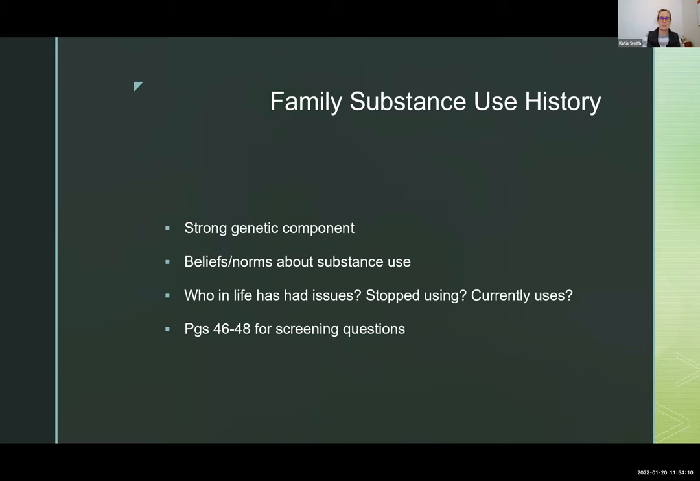Beliefs and norms about substance use. So nature and nurture. Well, all of the messages that I've received over my lifetime from my family have been that it's really normal to smoke weed every night before I go to bed, or to have a few drinks before I go out, or whatever it is, it's not a big deal. Alcohol is not a big deal, you know? That also makes it really hard to stop, right? I'm going to a family function and my family isn't going to understand why I'm not drinking. So who in their life has had issues? Has anybody stopped using? Who's currently using? Are those people currently in the house?